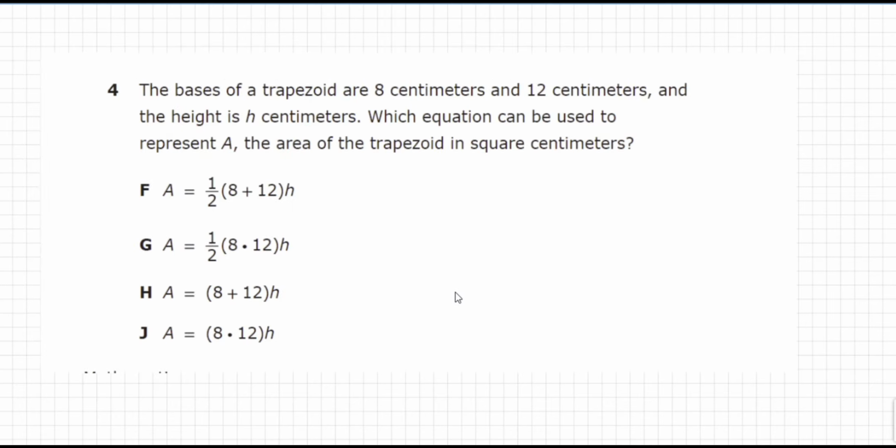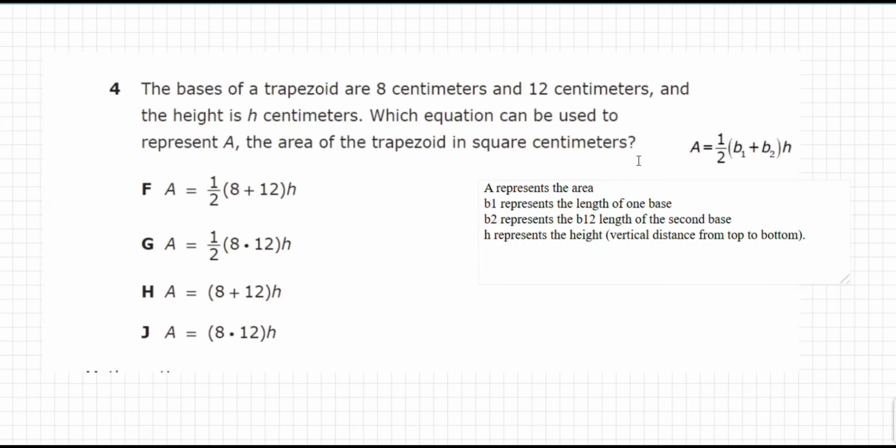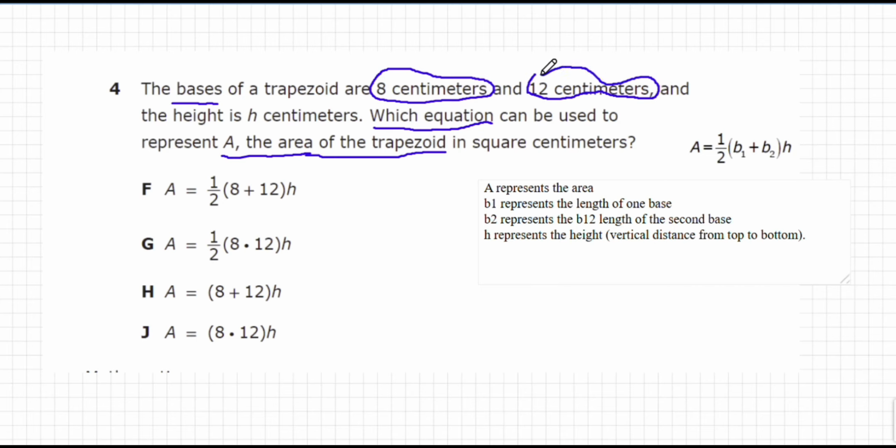Question number 4. The bases of a trapezoid are 8 centimeters and 12 centimeters, and the height is 8 centimeters. Which equation can be used to represent A, the area of the trapezoid in square centimeters? The area of a trapezoid equals 1 over 2 multiplied by B1, which is the length of one base, plus B2, which represents the length of the second base, then multiplied by H, the height of the trapezoid. Substitute 8 for B1, 12 for B2 in the formula. Then option F is the correct answer.